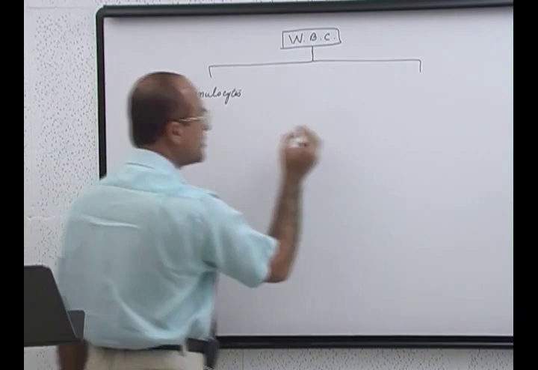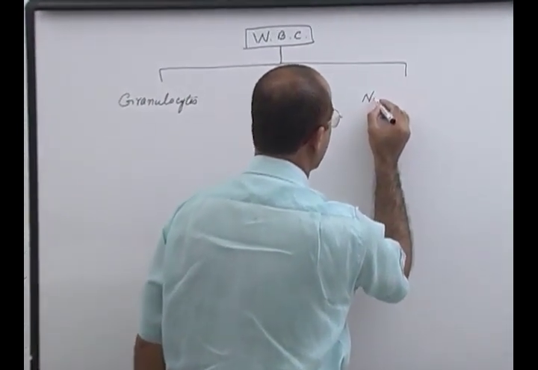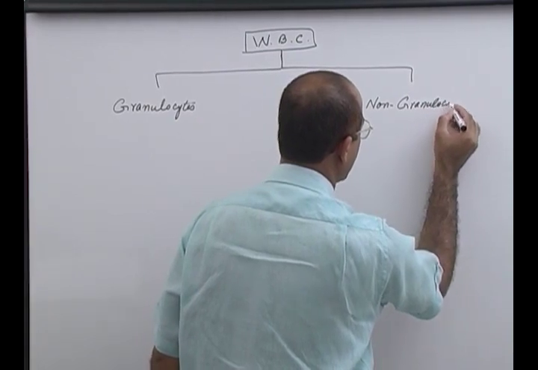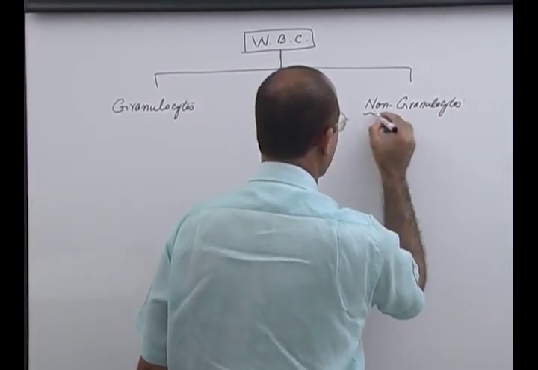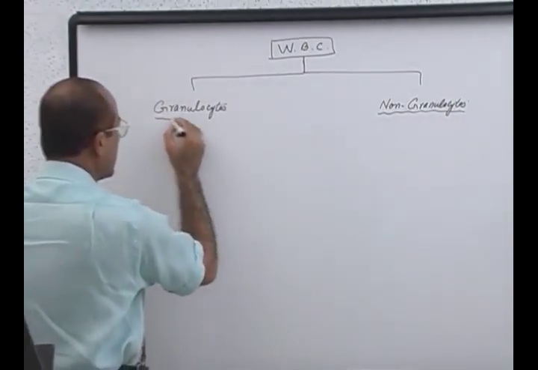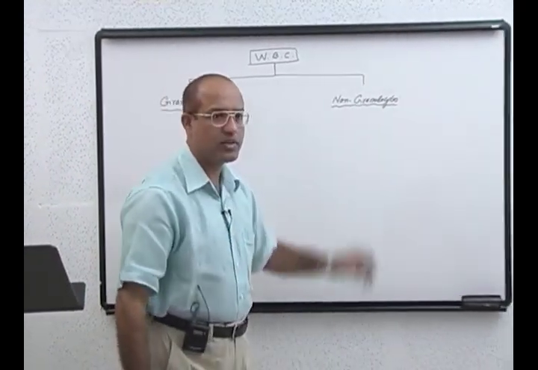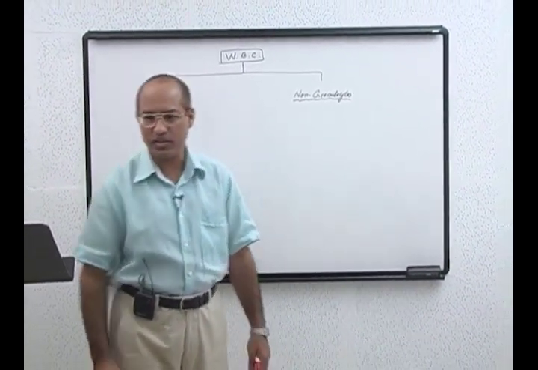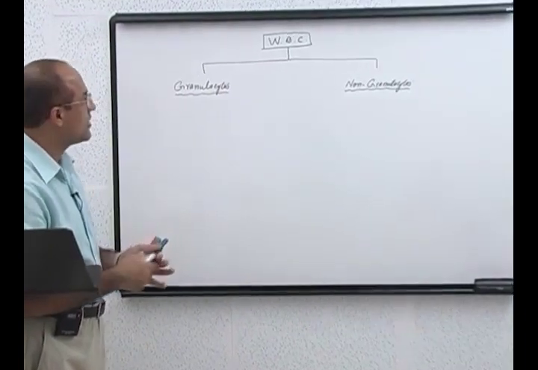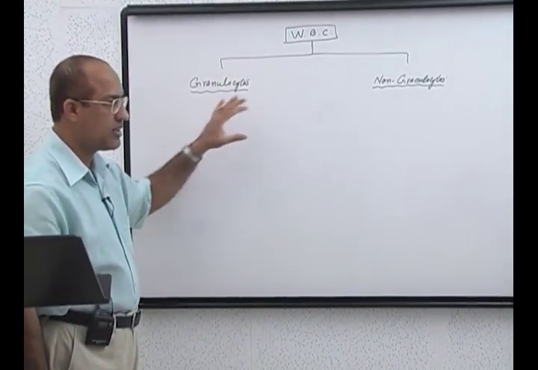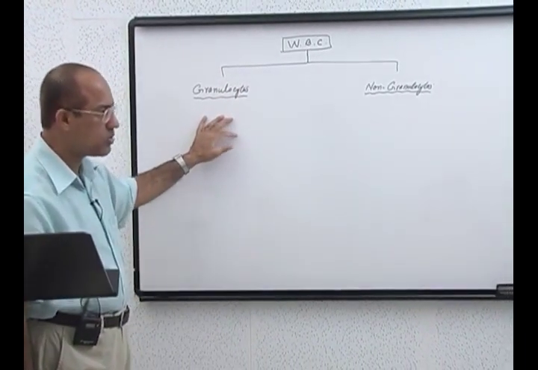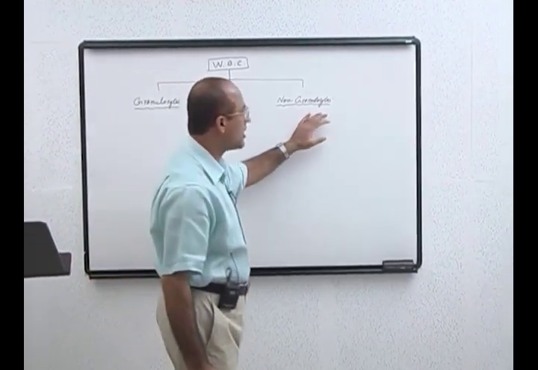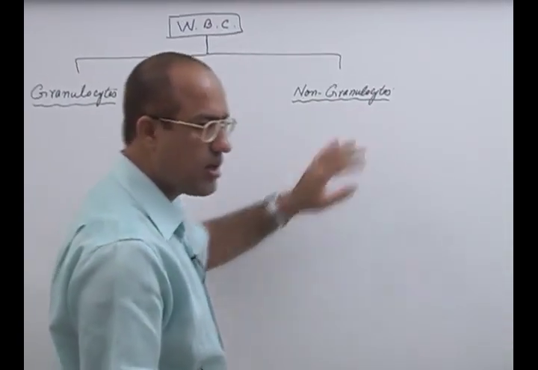Granulocytes and non-granulocytes or agranulocytes. Now, do you think non-granulocytes don't have granules, or do they have granules? They have granules, but they are non-specific granules. Actually, those white blood cells which have specific granules are called granulocytes, and those which do not have specific granules are called non-granulocytes.